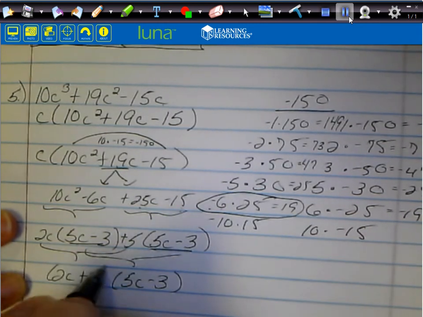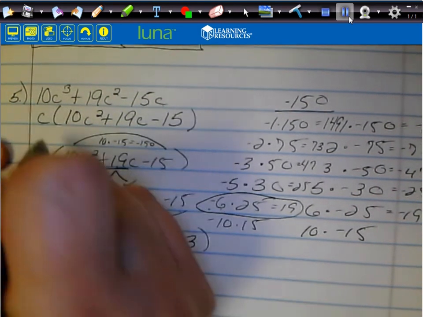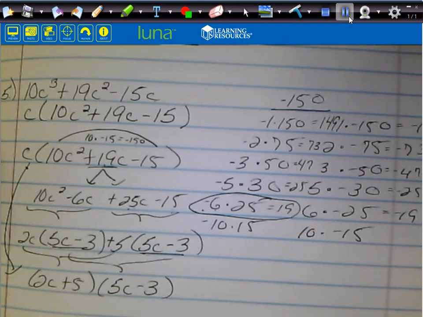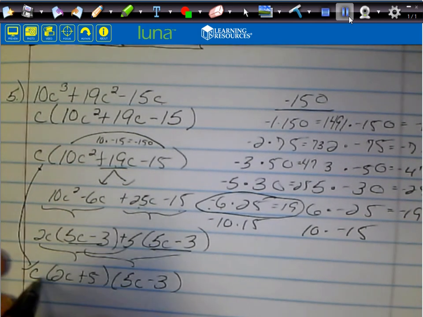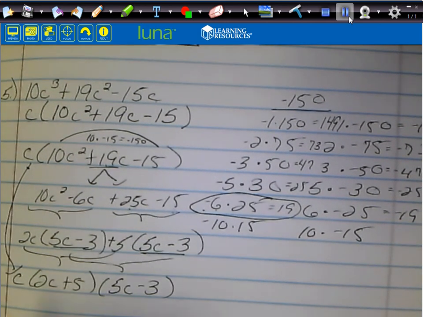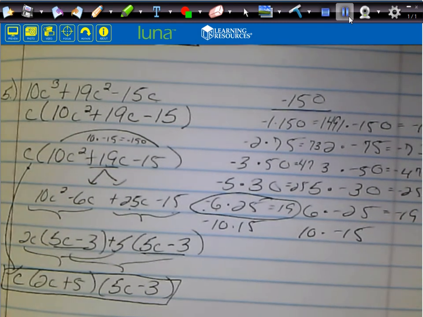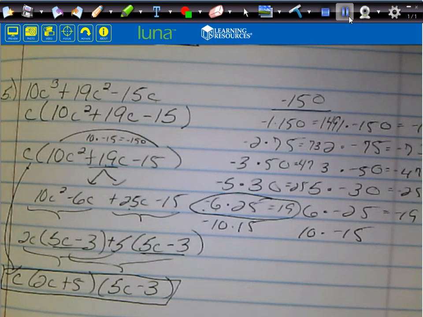2c plus 5 here. Now don't forget we took out that c in the very beginning up here. So I'm actually going to have to bring that down and put that right here with my answer. So my complete answer is c, parentheses 2c plus 5, parentheses 5c minus 3. Make sure that you have all that work written down before you move on.